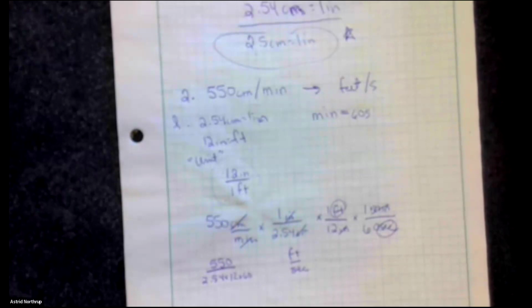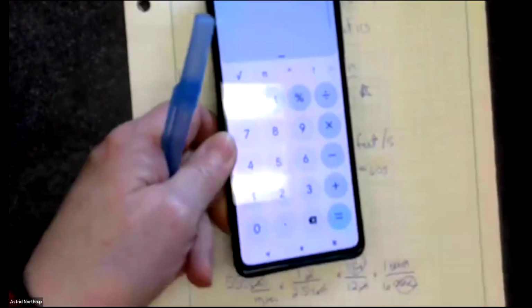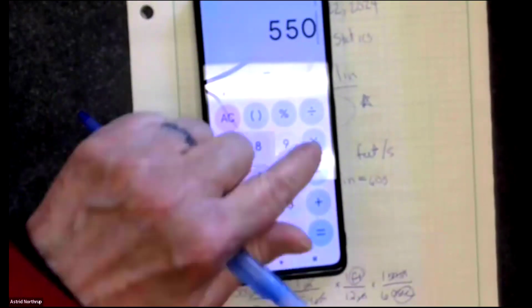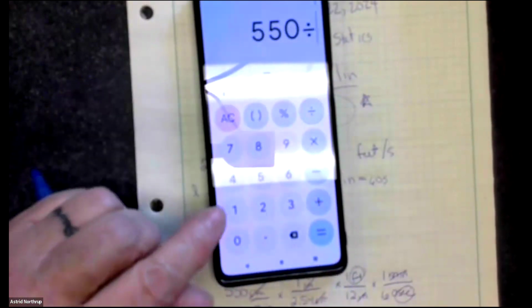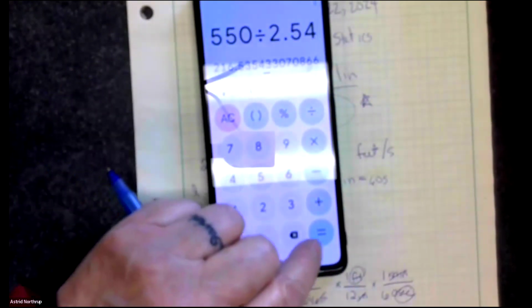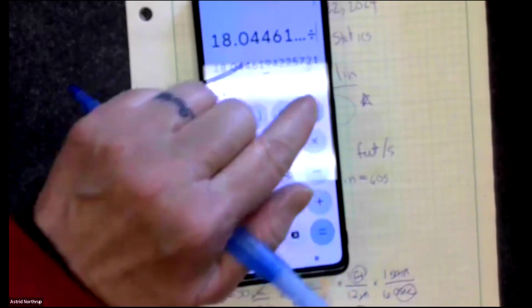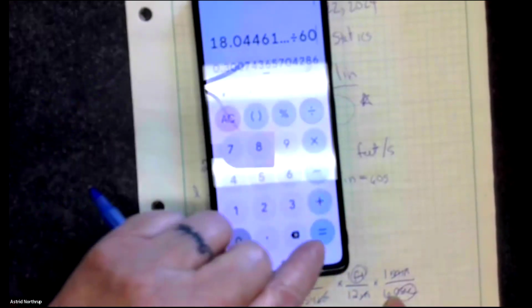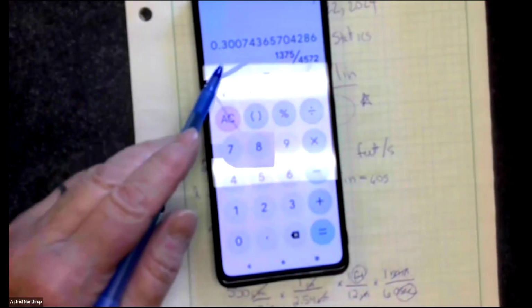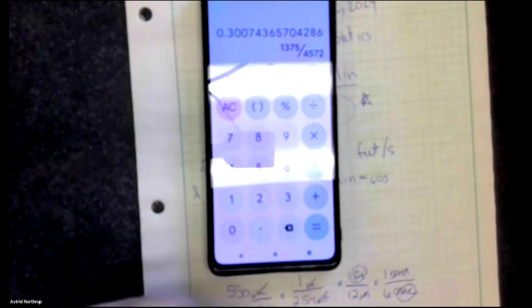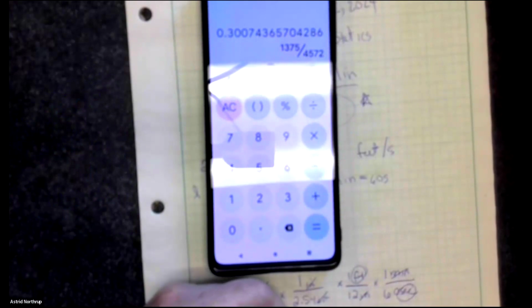All right. So if I do the math on that, put this right here so you can see it. I would take 550, divide by 2.54, divide again by 12, and divide again by 60. And the number that my calculator tells me is 0.3007436 or 44. All right.